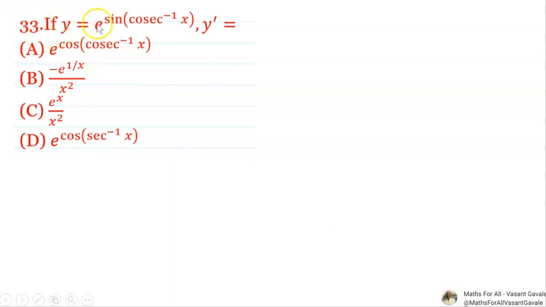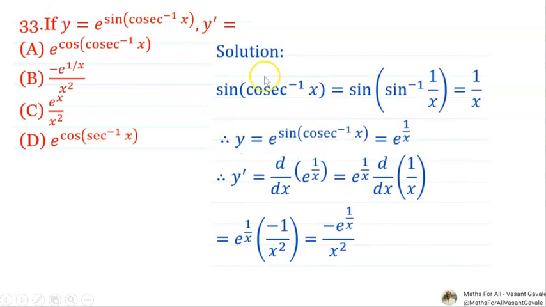if y is equals to e raised to sin in bracket cosec inverse of x, then find y dash. Means derivative of y with respect to x. So look here, sin of cosec inverse of x means what? Here sin inverse of 1 upon x. Now sin of sin inverse of this theta means what? That is theta. Now here theta is 1 upon x. Sin of sin inverse of 1 upon x is 1 upon x.